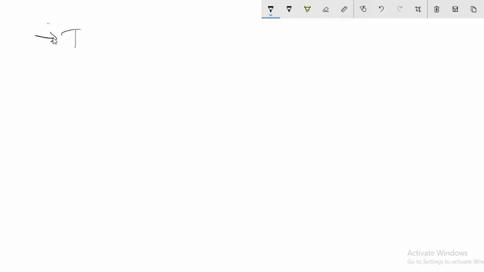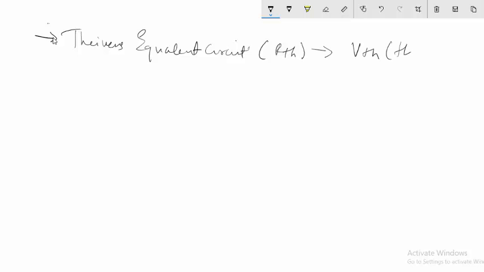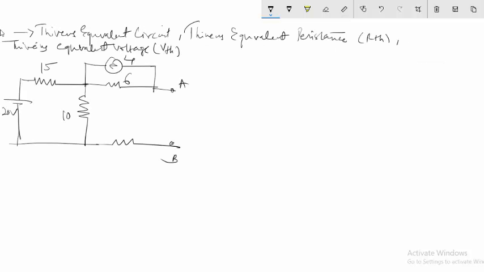So this is a question to find the Thevenin's equivalent circuit. To find the RTH, the Thevenin's equivalent resistance, and the VTH, the Thevenin's equivalent voltage, we will solve for that. So this is a circuit, and the Thevenin's equivalent voltage is to be found across AB, and the VTH is to be found, and the RTH is to be found.